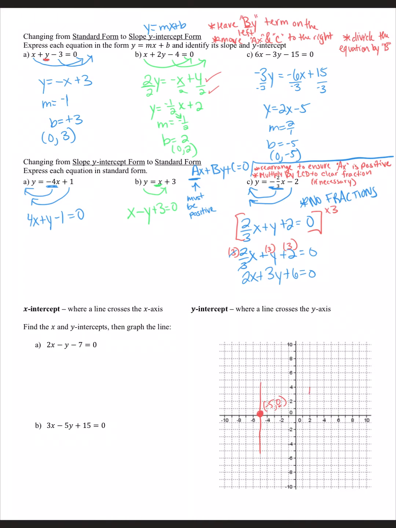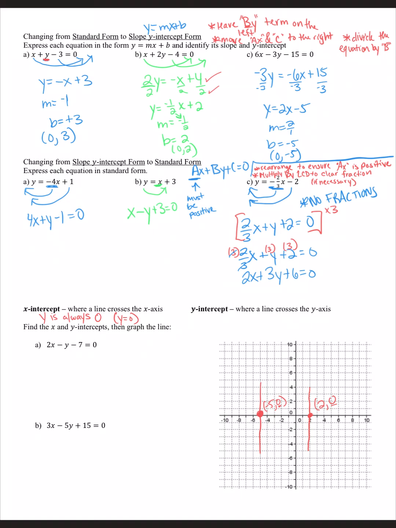If I cross my x-axis here, okay, my x-intercept is going to be at 2, 0. Again, my y value is 0. So no matter where your x-intercept is, your y value is always going to be 0. So we're going to say y is always 0. Right? Y is always equal to 0.